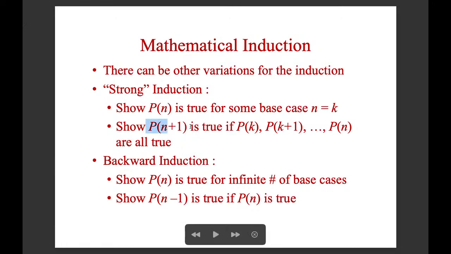Now, why this method works is also very easy to understand. Because from the first statement here, we know that Pk is true. So because Pk is true, we know that Pk plus 1 is true. Now we know that both Pk and Pk plus 1 are already true, so we can imply Pk plus 2 is true, and so on and so forth. So strong induction also works nicely.